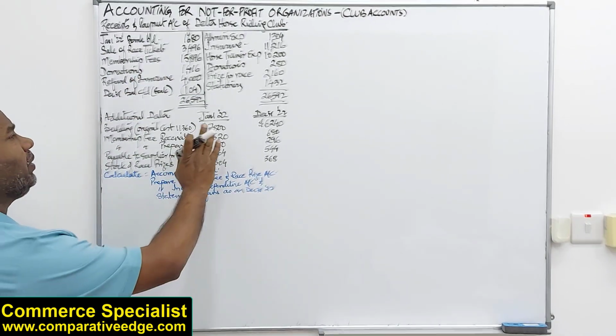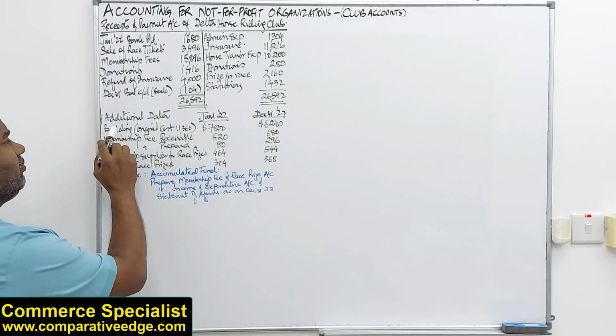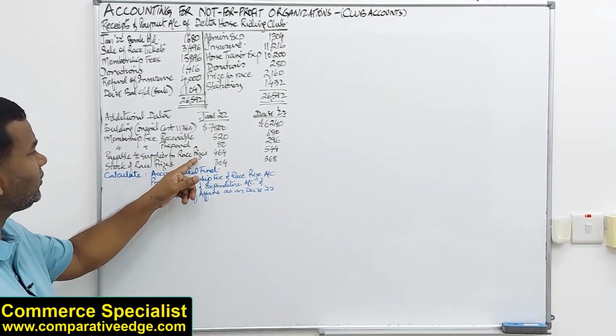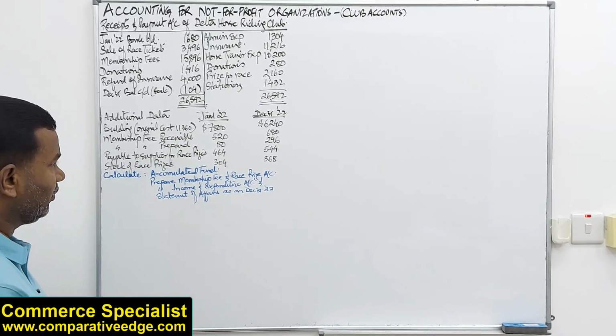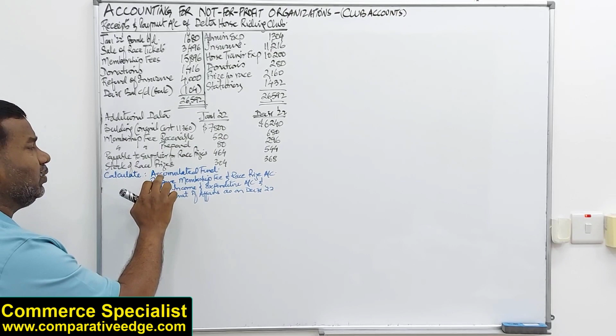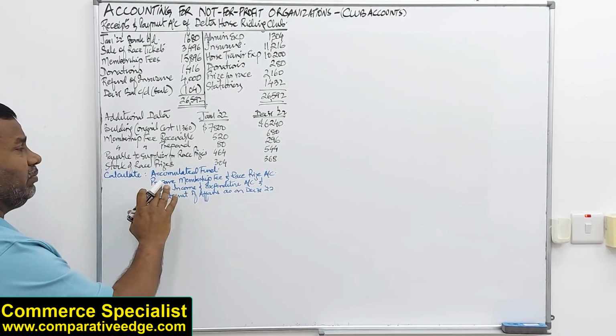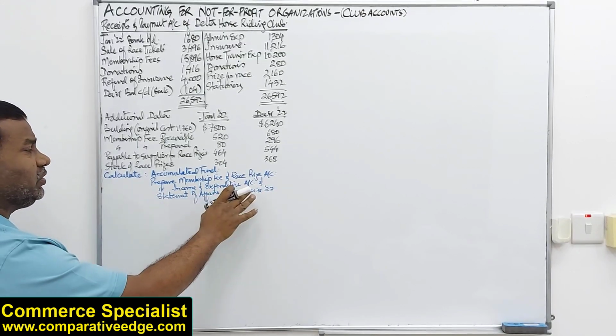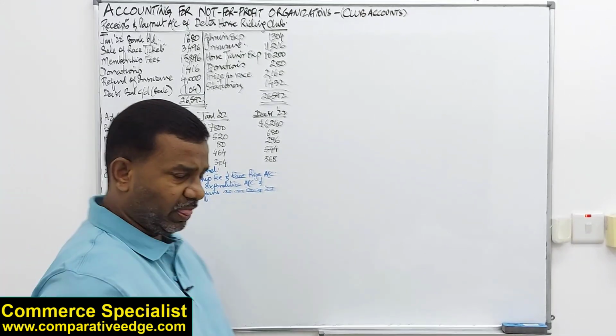Below here you have opening and closing balances for building, membership fee receivable, membership fees prepaid, payable to suppliers for race prizes, and stock of race prizes. Given all these details, we are asked to calculate the accumulated fund, and we are supposed to prepare the membership fee account and race prize account, as well as the income and expenditure account and the statement of affairs.